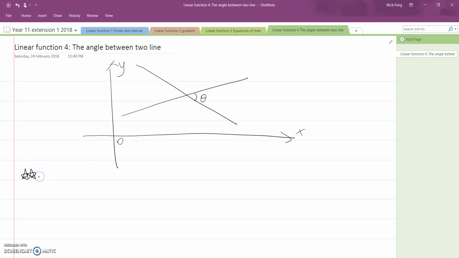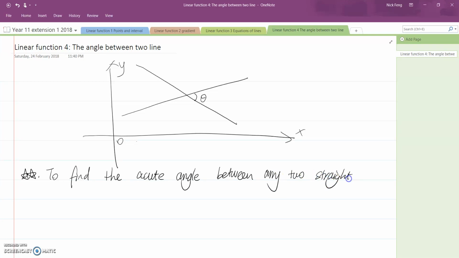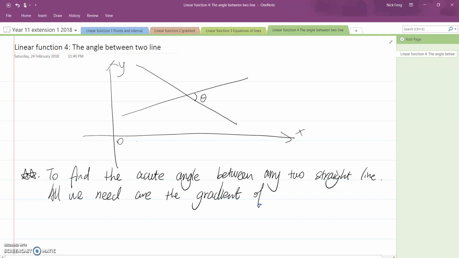So to find the acute angle between any two straight lines, all we need are the gradients of the two lines.